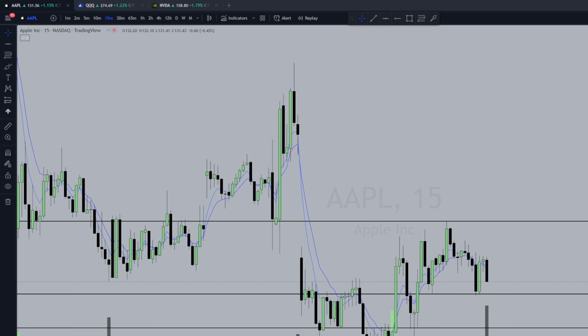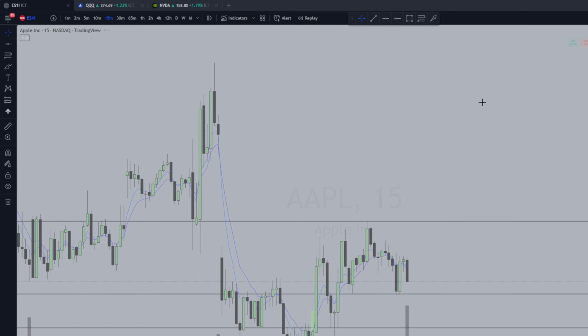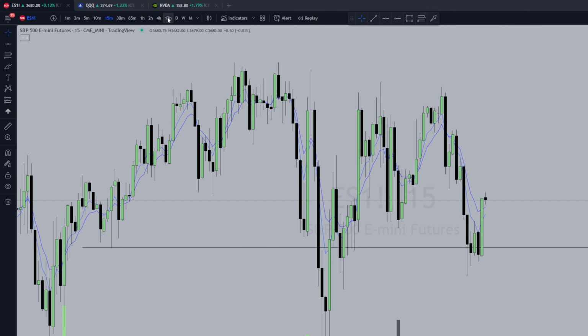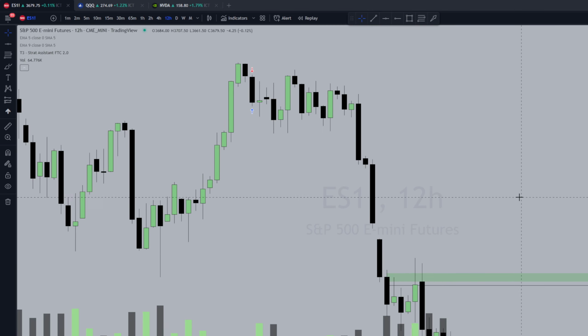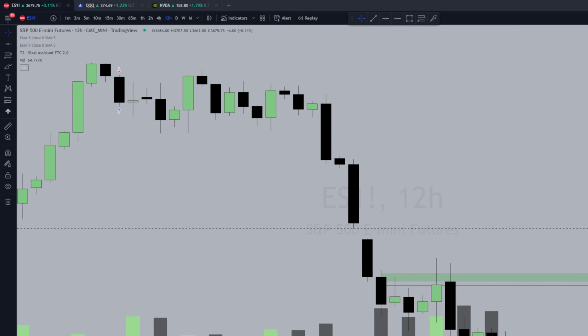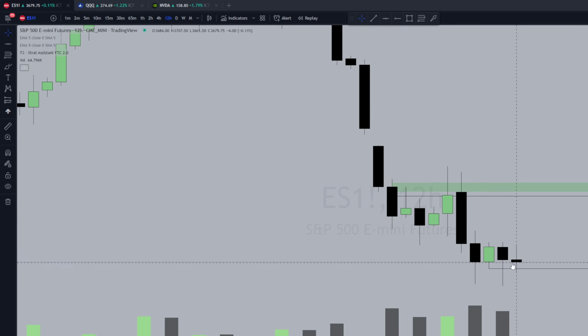So do you still use the ES 12-hour strategy for seeing what your bias is going to be going into the day? Yeah, absolutely. So you see, it's still one candle, right? Because this candle that's forming right now is going to be your overnight session, and then the candle that forms tomorrow morning at 6 a.m. Eastern is going to be your intraday candle.